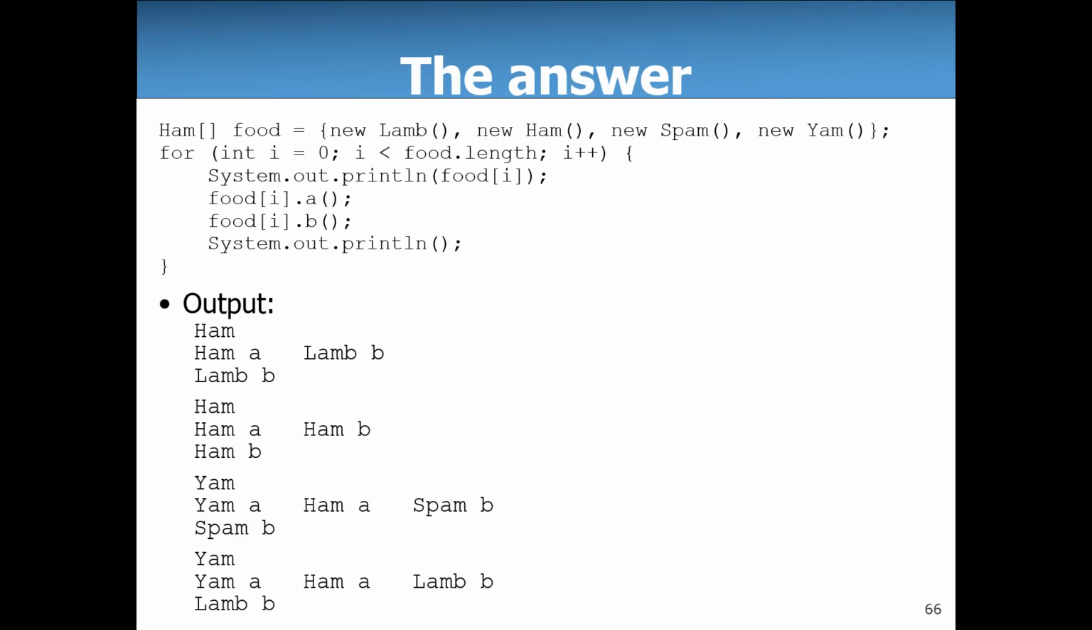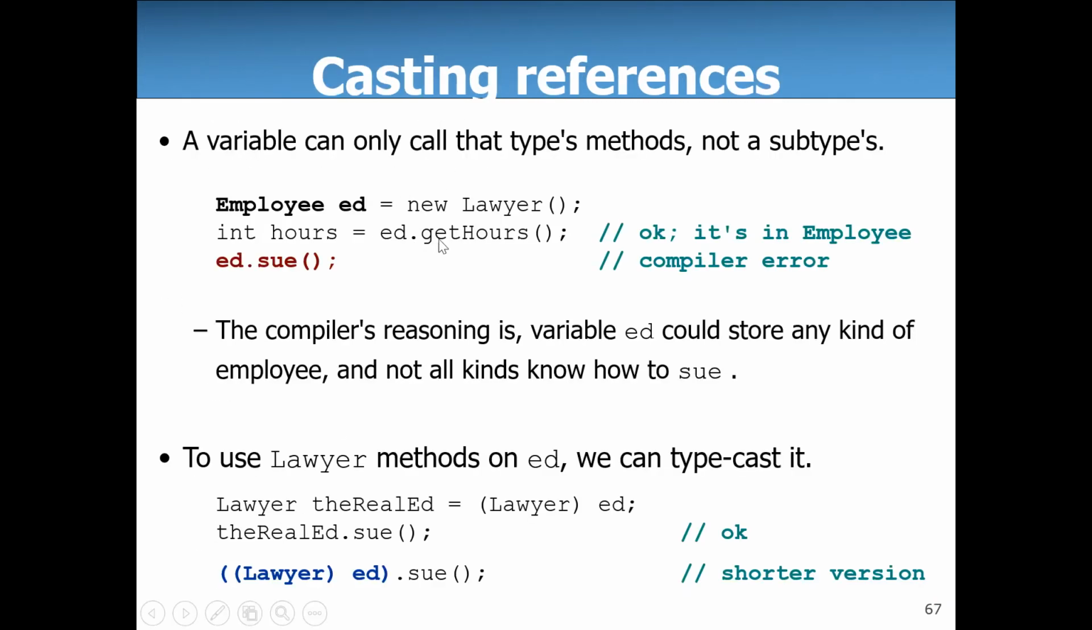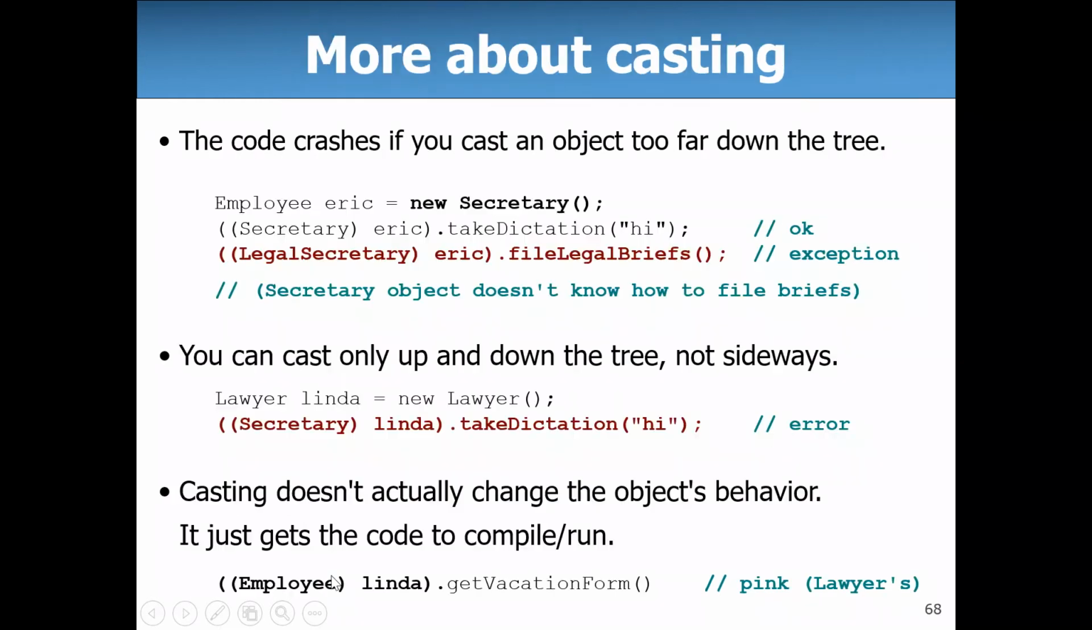Now, remember, the cool thing about polymorphism is that we can take a class and basically put it in a more general class, right? And anything that's a common behavior we can use, but we can't use anything that's specific to lawyer, right? Because lawyer's an employee, we can use get hours, but we can't do sue, because we could have done something between these lines and changed what gets stored in ED. If you do want to do that, you have to cast it.